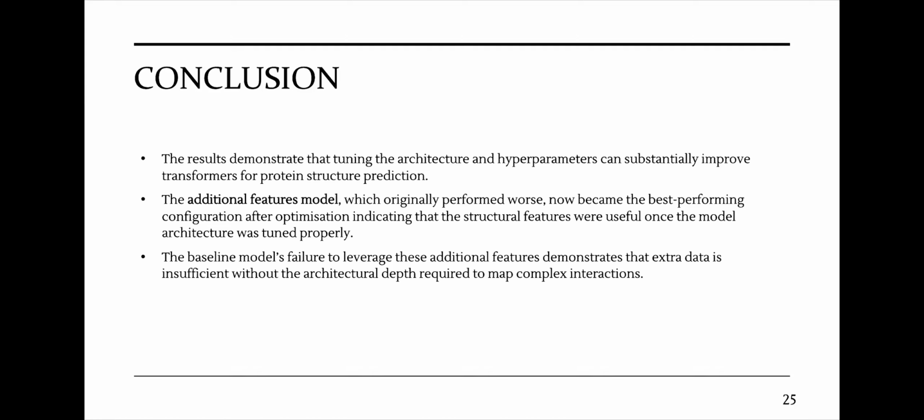The additional features model, which originally performed worse, now became the best performing configuration after optimization, indicating that the structural features were useful once the model architecture was tuned properly. The baseline model's failure to leverage these additional features demonstrates that extra data is insufficient without the architectural depth required to map complex interactions.